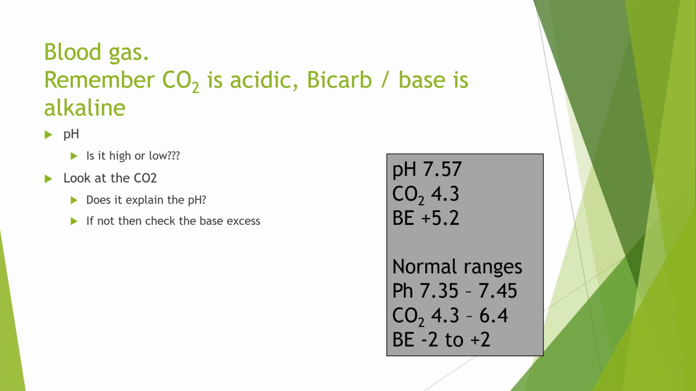The base excess is positive 5. So this is a bit of a confusing terminology, which I don't really like. An excess of base is an excess of alkali. So if you've got a positive value there, that means you do have an excess of base, which means that your blood would be alkalotic. That means this is a metabolic picture, okay, because the CO2 didn't explain it. The base excess does explain it. So this is a metabolic alkalosis, okay.